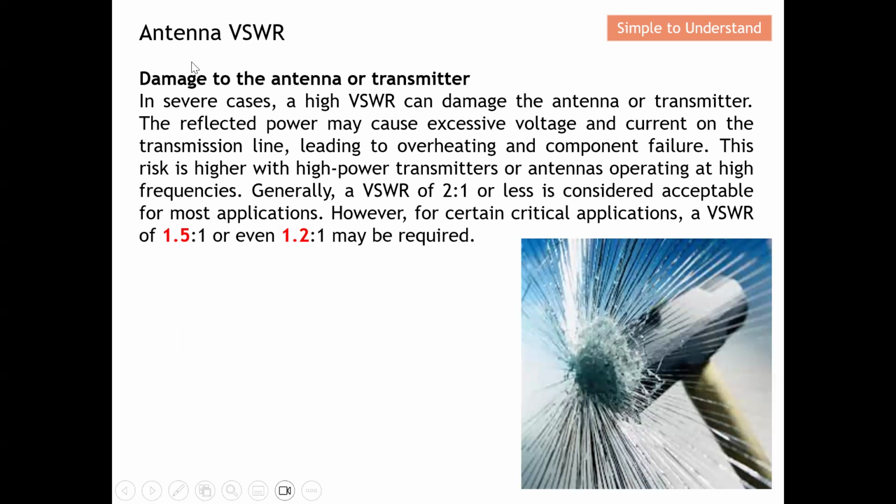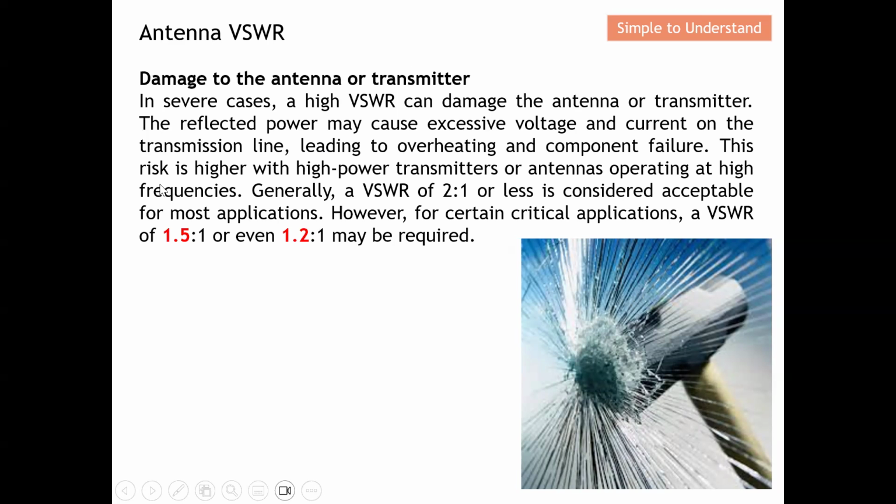Earlier I also quickly mentioned damage to the antenna or transmitter when we have a high reflected wave. In some severe cases, a high VSWR can damage the antenna or transmitter. In short, instead of the forward wave, everything is reflected back. This reflected wave can be very harmful for the transmitter, or even the antenna itself. The reflected wave may cause excessive voltage and current on the transmission line. This may lead to overheating and component failure. The risk is higher with high power transmitters or antennas operating at high frequency.